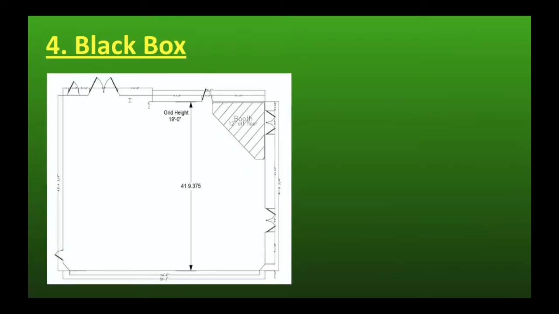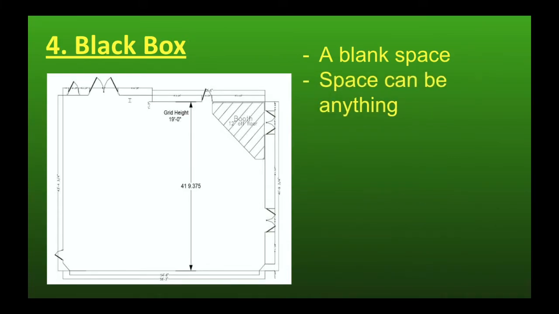The next one is a black box. So you're looking at this picture and it looks just like a blank box, because that's what a black box is. A black box is a blank space. It is there for you to add and do whatever you want with it. This space can be any type of stage, or any kind of stage configuration that isn't normal. It is literally a black box. The wall, the ceiling, everything is black.